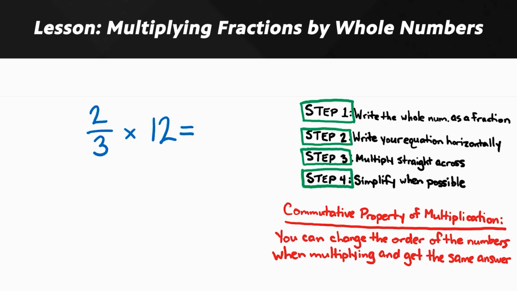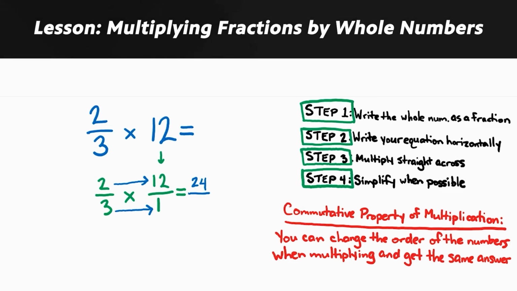So here we go. First, change that 12 into 12 over 1. Second, horizontal, got that done. Third, multiply straight across. 2 times 12 is 24, and 3 times 1 equals 3. So we have 24 over 3. Now, we definitely need to do step 4 and simplify because we ended up with an improper fraction. Let's quickly convert this. Remember, the fraction bar is also a division symbol, so we need to do 24 divided by 3, which is 8. And since there's no remainder, 8 is the answer. No need to write 8 0/3, that's just doing too much.